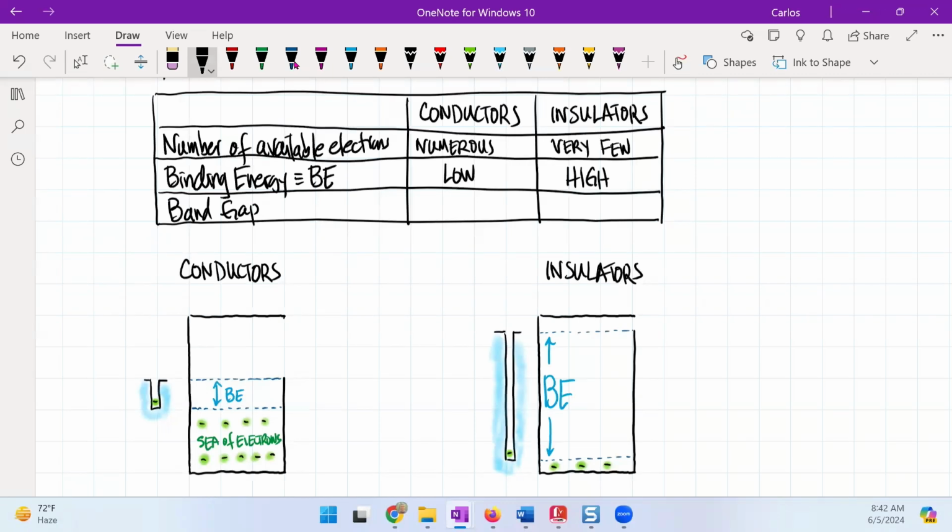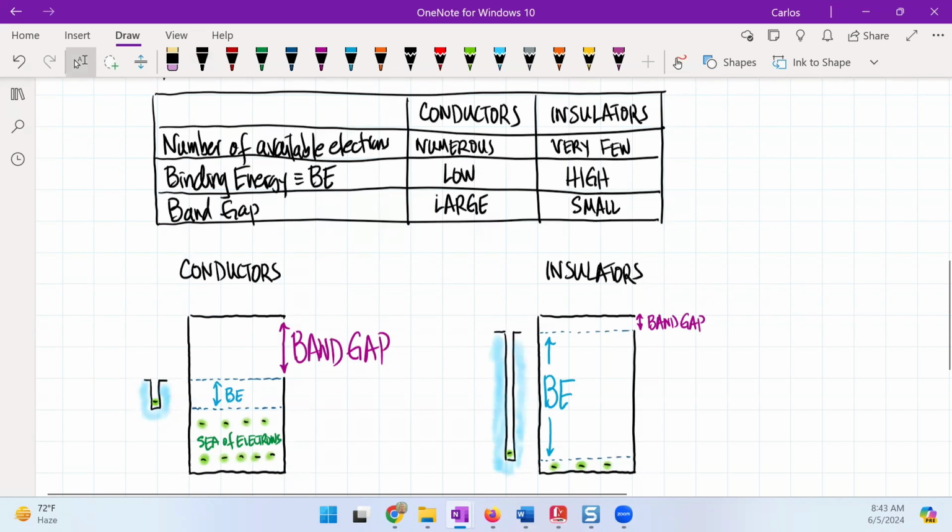So now the last thing that we got to talk about here is the size of this opening. And this is called the band gap. And you can compare the two band gaps, and you could see that there's a big difference between the two. In other words, the band gap on conductors, this is very large, and here, this is really small. So what does this all mean?